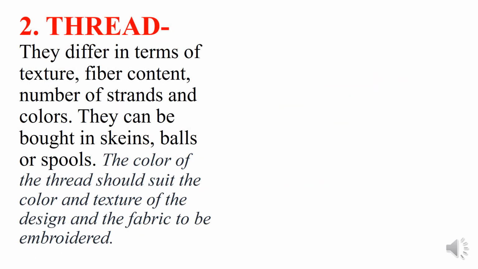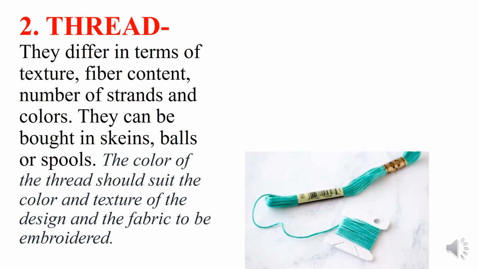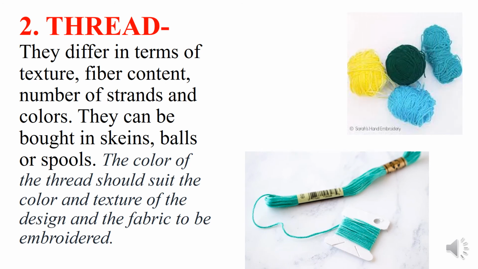Next, number 2 is the thread. So thread and fabric, lagi yung magkasama. And thread, so again, just like the fabric, they're also different. So there are a lot of variety of threads. So they differ in terms of textures, fiber content, number of strands, and colors. They can be bought in skeins, just like this, balls, or spools.